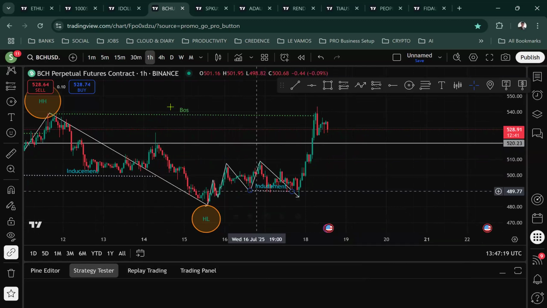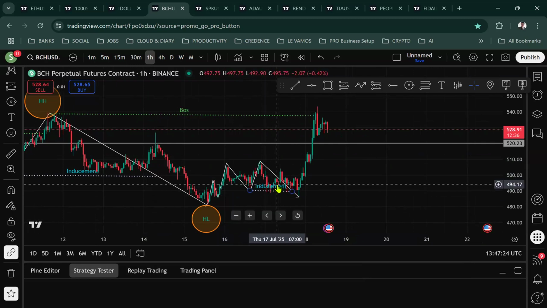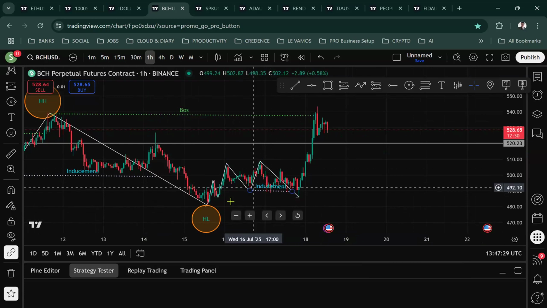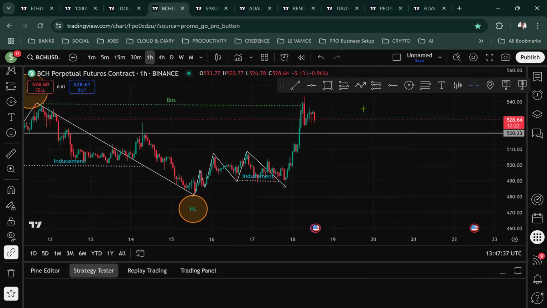Because this is all happening within this structure, it's all within the structure, so anything there might be internal. Yeah, this is an internal one only. So can I consider this zone? No, draw this impulsive move to the top first. Identify your inducement first.